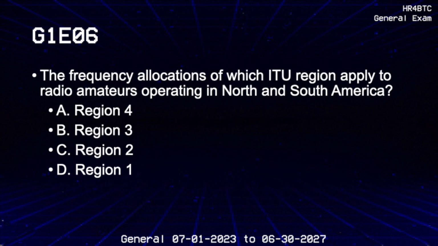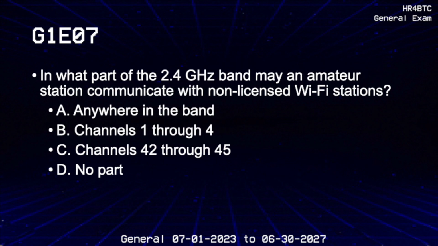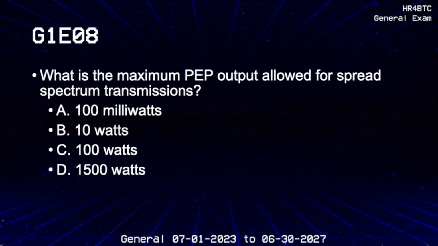The frequency allocations of which ITU region apply to radio amateurs operating in North and South America? Region 2. In what part of the 2.4 GHz band may an amateur station communicate with non-licensed Wi-Fi stations? No part. What is the maximum PEP output allowed for spread spectrum transmissions? 10 watts.